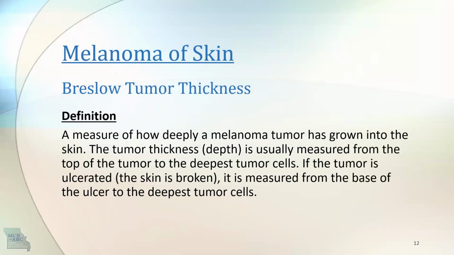We are going to move on to melanoma of skin. We require Breslow tumor thickness, which is a measure of how deeply a melanoma tumor has grown into the skin. The tumor thickness depth is usually measured from the top of the tumor to the deepest tumor cells. If the tumor is ulcerated, the skin is broken. It is measured from the base of the ulcer to the deepest tumor cells.